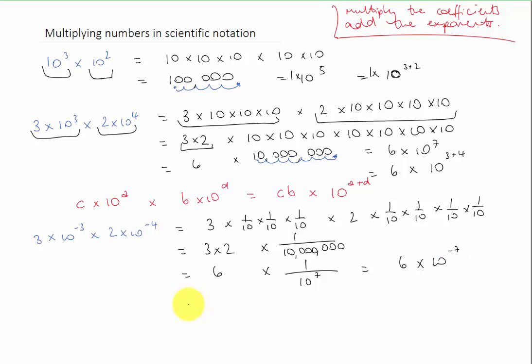And if we just added the two exponents together, that would give us 6 times 10 to the power minus 3 plus minus 4, which is the same as minus 3 minus 4, which is minus 7. So that's 6 times 10 to the power minus 7 by this method as well.